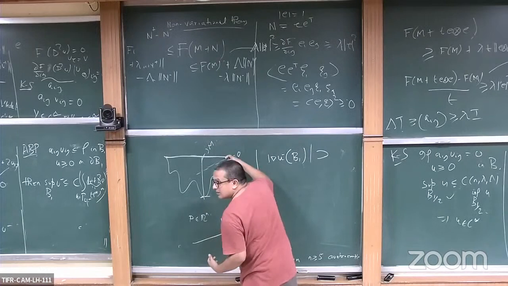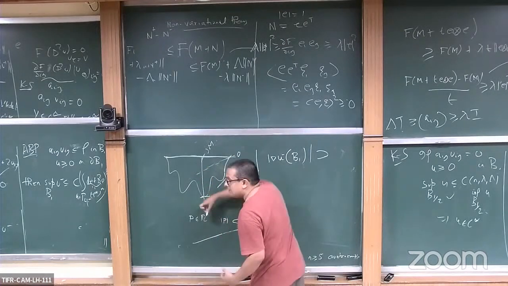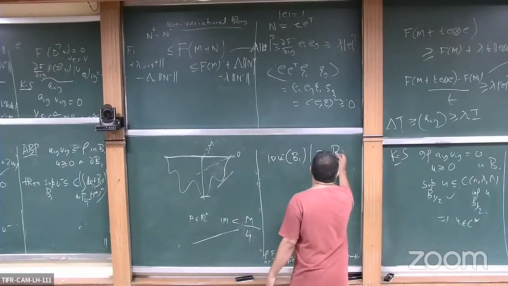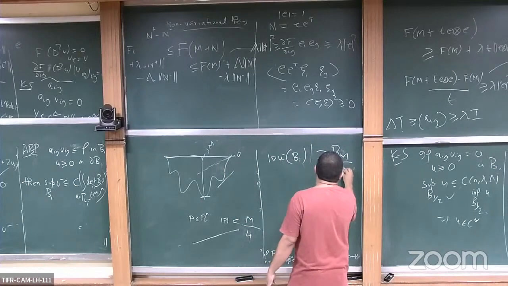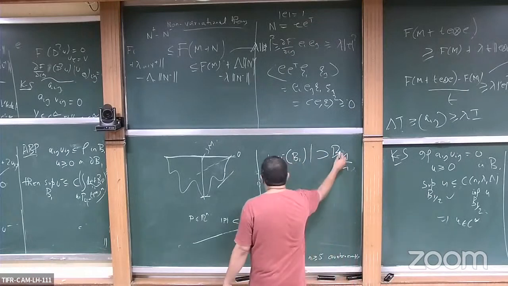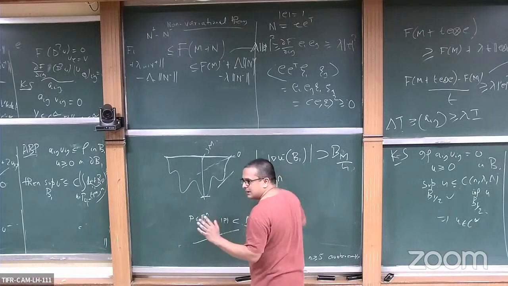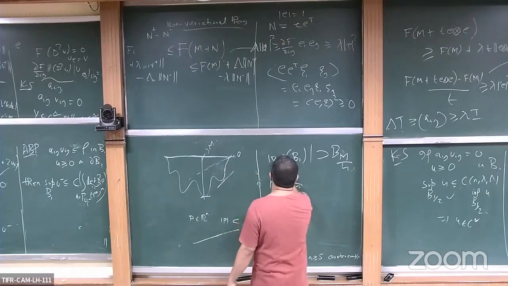Why? Because they will not touch the boundary point. Because if I follow the slope, as I said, I can never reach this minimum point. So this contains a ball of radius m over 4. Clear? So therefore, what is the size of this? The size of this is m to the n up to a constant, which I don't care about, and this will be less than or equal to this.